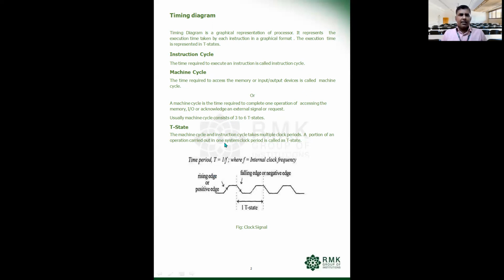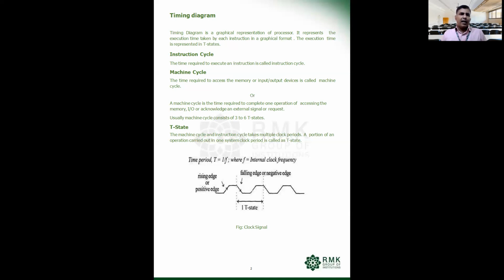A T state is measured in terms of multiple clock periods. Machine cycle and instruction cycle are measured in terms of multiple clock periods. How many clock periods it takes to access the memory or IO device or to execute an instruction, we express in terms of clock periods. So a portion of operation carried out in one system clock period is called a T state. So an instruction cycle or machine cycle will be expressed in terms of T states. As I mentioned earlier, a typical machine cycle can take about 3 to 6 T states.